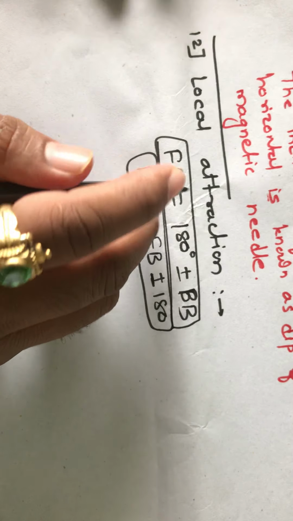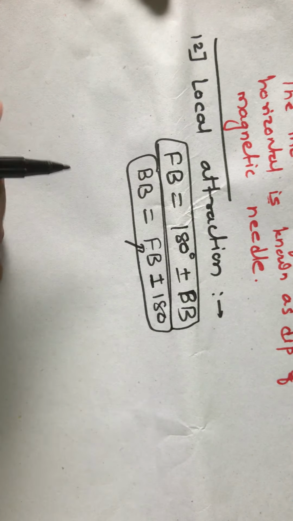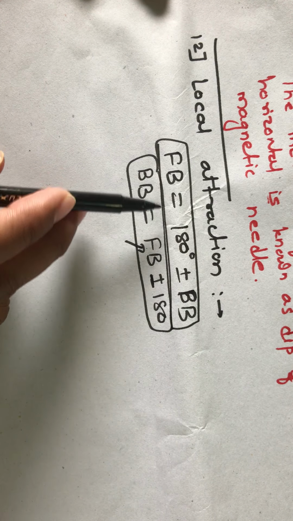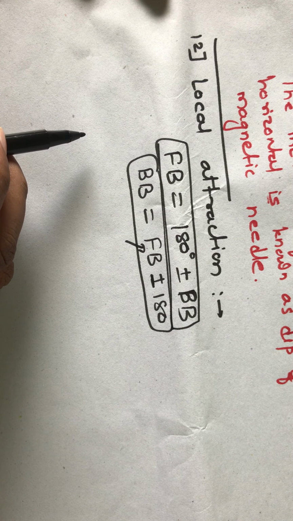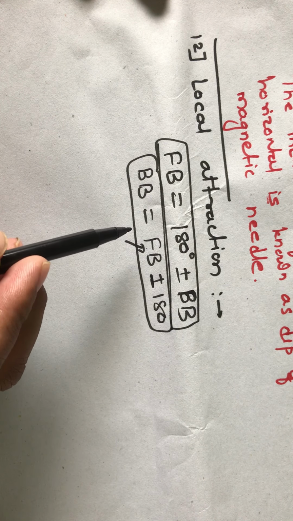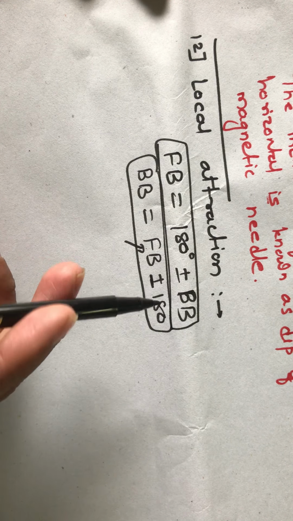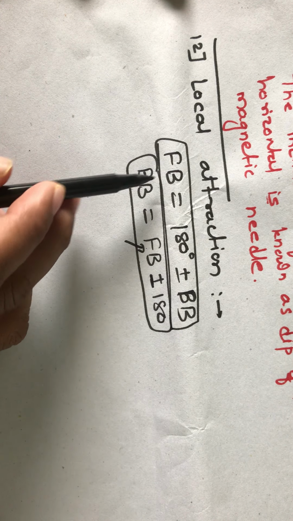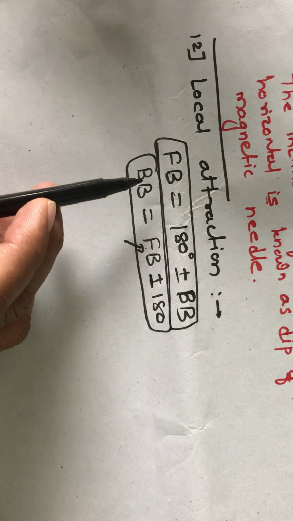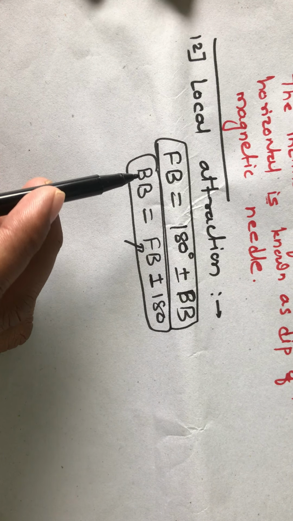So we know how to manage this local attraction. We know the difference between forebearing and back bearing is 180. Whatever error comes, if it is not 180, that error will be divided between the forebearing and back bearing. We will take one simple example.